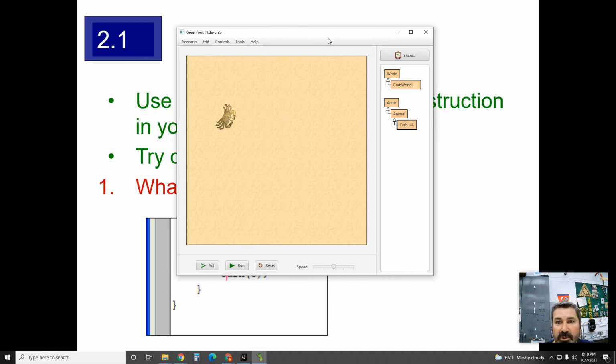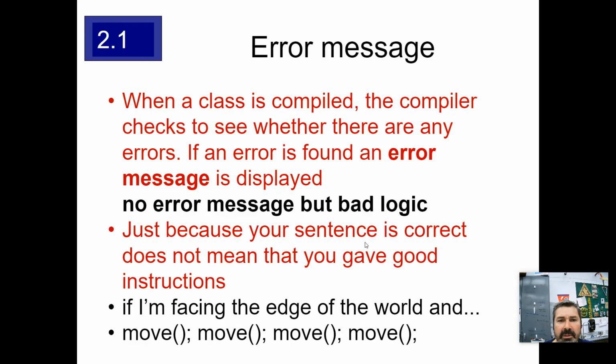Let's hit pause. Let's go back to the spiel here. Here we go. Error messages. Okay, write all this down. When a class is compiled, the compiler checks to see whether there are any error messages. If an error is found, an error message is displayed. Okay, so there's another thing you can do. You can have code that the compiler understands, but it's going to do something that you didn't intend. So for example, if your guy is right here at the edge of the cliff, and you say move, he's going to fall off the cliff and die. Well, the computer understands move, but you might not have intended him to fall off the cliff. So you gave him instructions that he understood, but it wasn't the logic that you had intended.